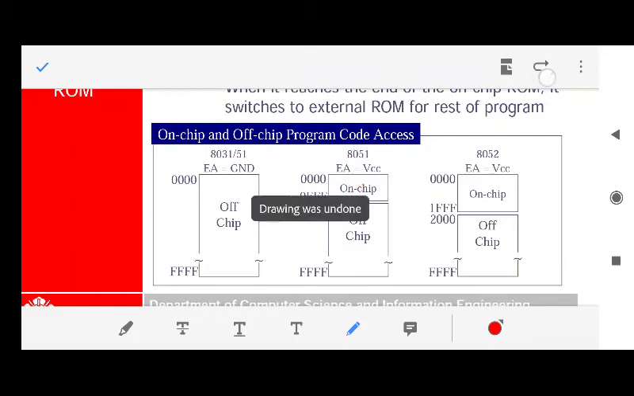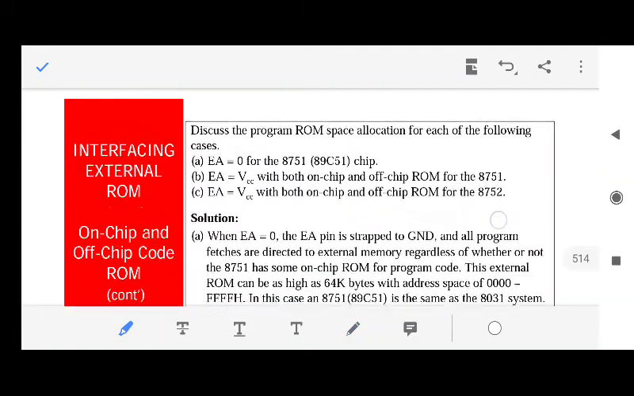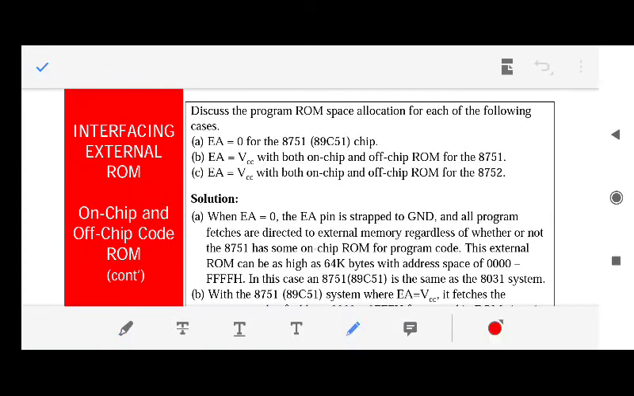Fine. I think it is clear to you. Let's move forward. Yeah, we have some examples also. See, if the external access pin is 0, what does it mean? It means that the program is stored in the external memory. So whether you use the internal memory to store the program, it will not check, it will ignore, because you have already used EA equal to 0.